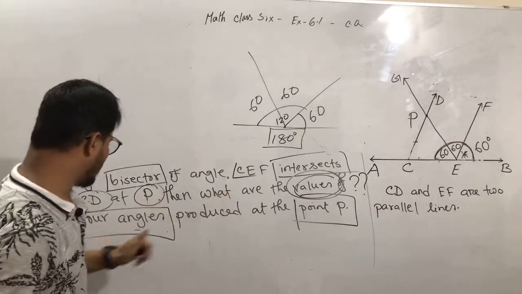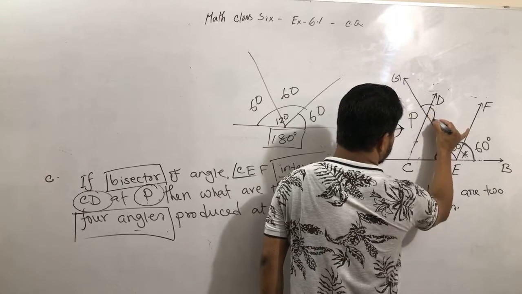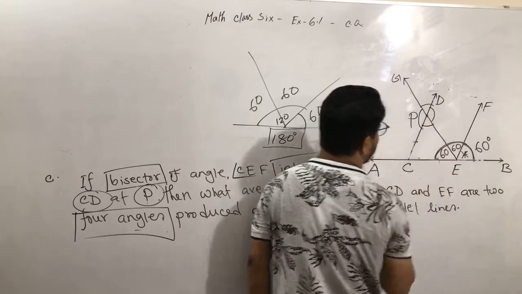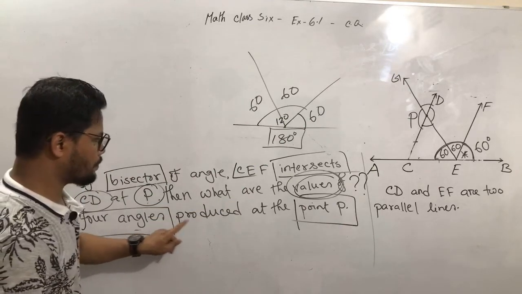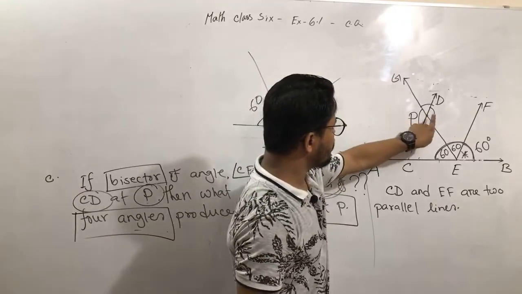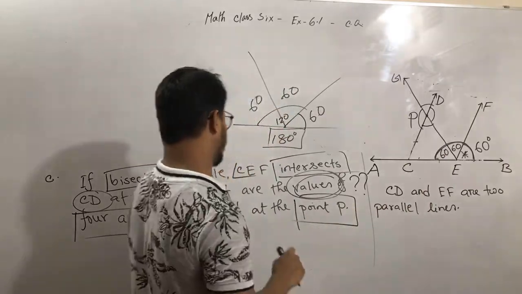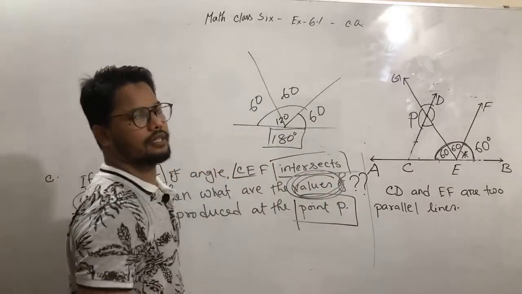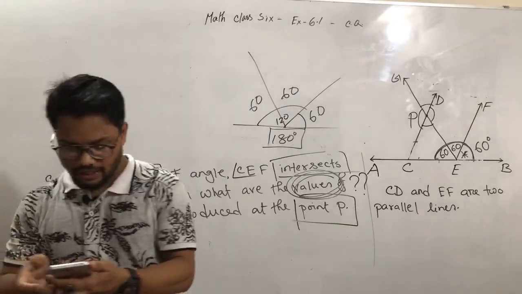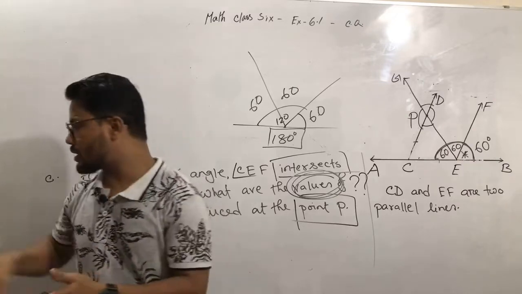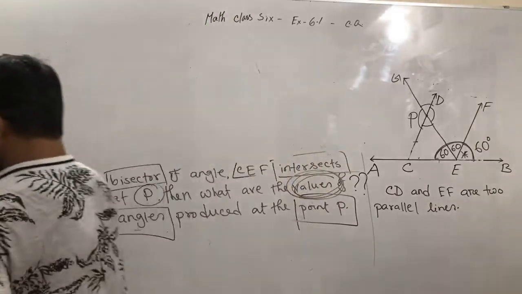And then what is the value of the four angles? How many angles do we see here? The first angle, second angle, third angle, and the fourth angle. What are the values of the four angles produced at the point P? We see here at the point P there are four different angles, and we have to find their values in degrees. Is the question clear to all of you? Now we will start our answer. My dear students, I think the question is clear to you. Now we will discuss the answer, how to find the result. Okay, let me explain now.